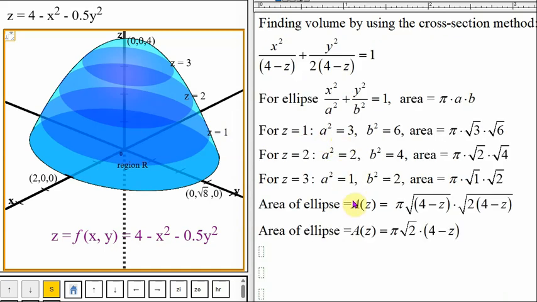In general, given z, the area of the ellipse will be pi times the square root of 4 minus z times the square root of 2 times 4 minus z. Simplifying, we get pi times the square root of 2 times 4 minus z. So this is the area of the ellipse for a given z.